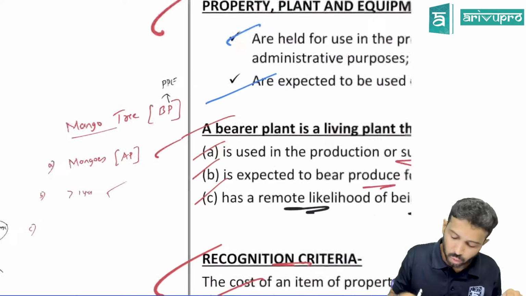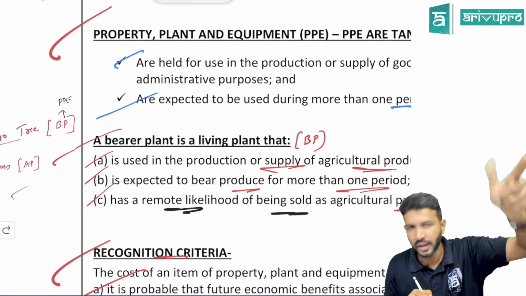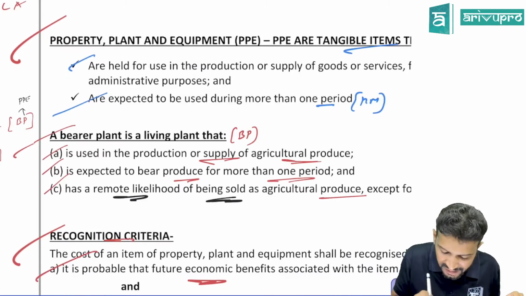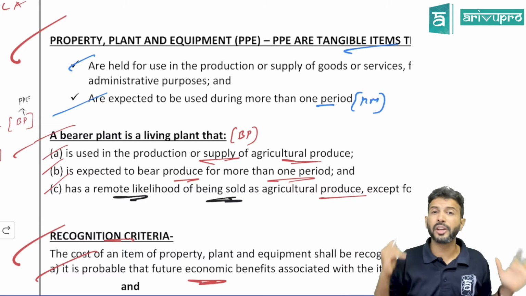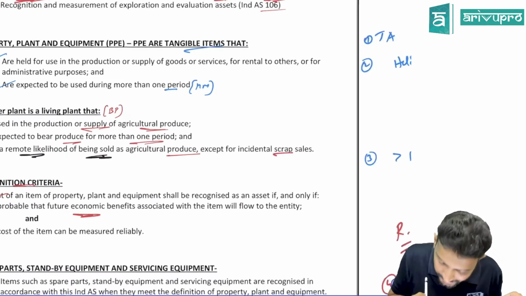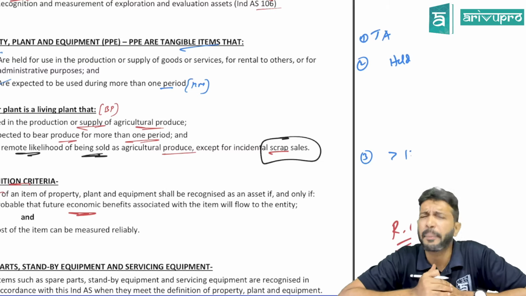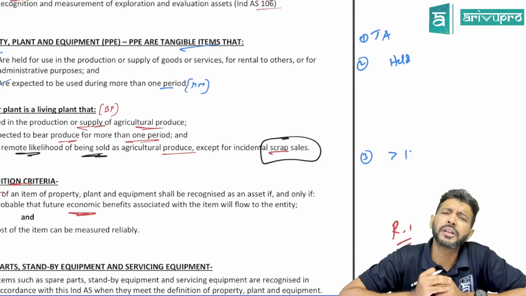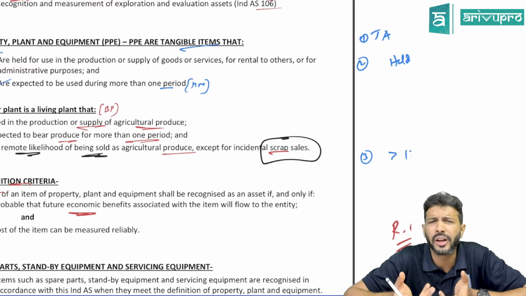Yes. That is what they said by remote likelihood. Remote likelihood means very little chance. Very little chance of what? Of the tree being sold. So that means the tree should never be sold, sir? No. You can sell it as part of scrap. Sir, I purchased a laptop. Will the laptop last forever? No, it may last for 4 years, 5 years, whatever.